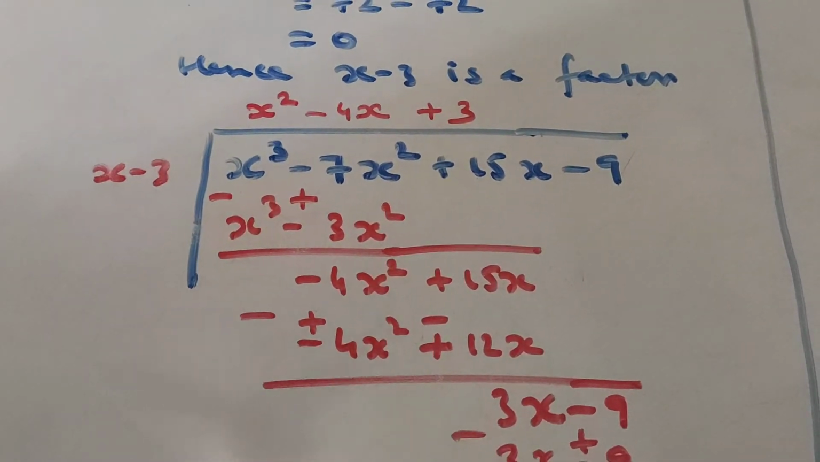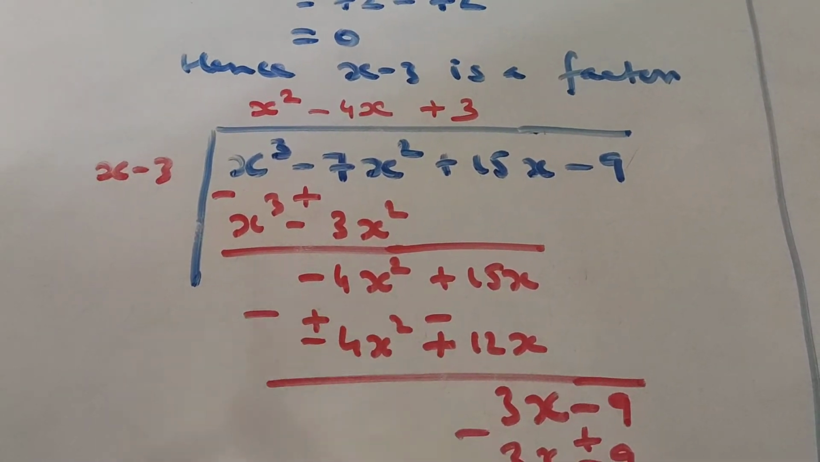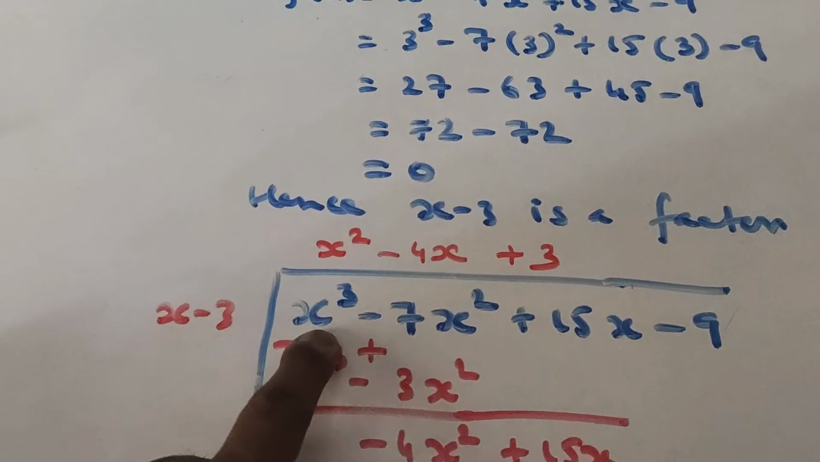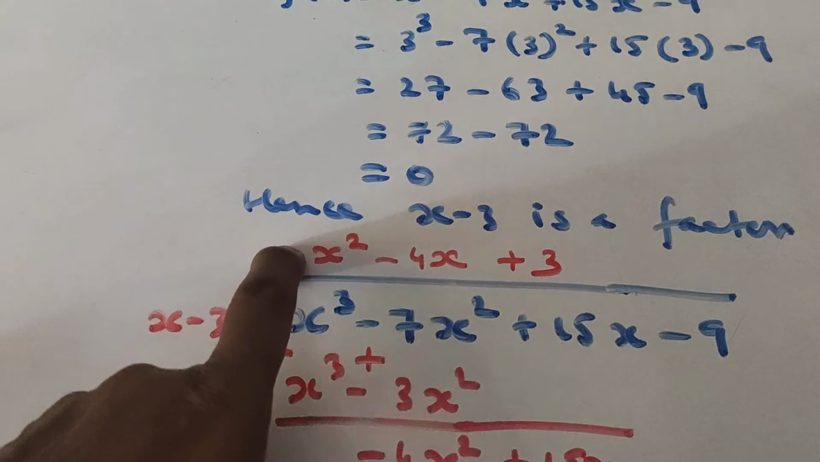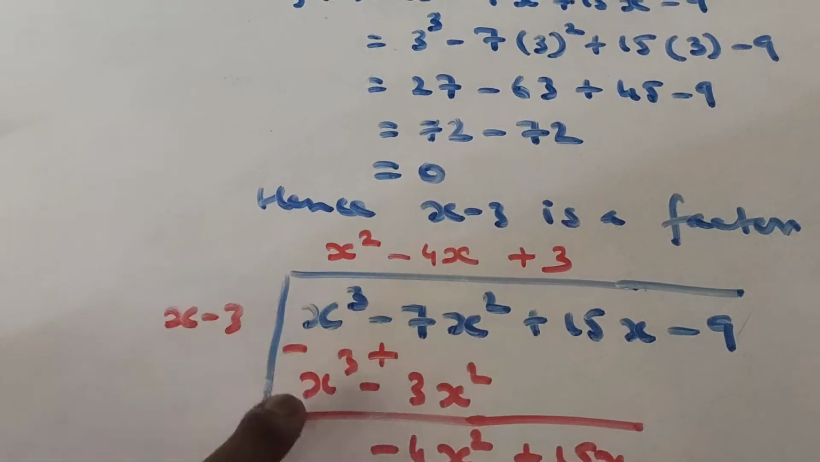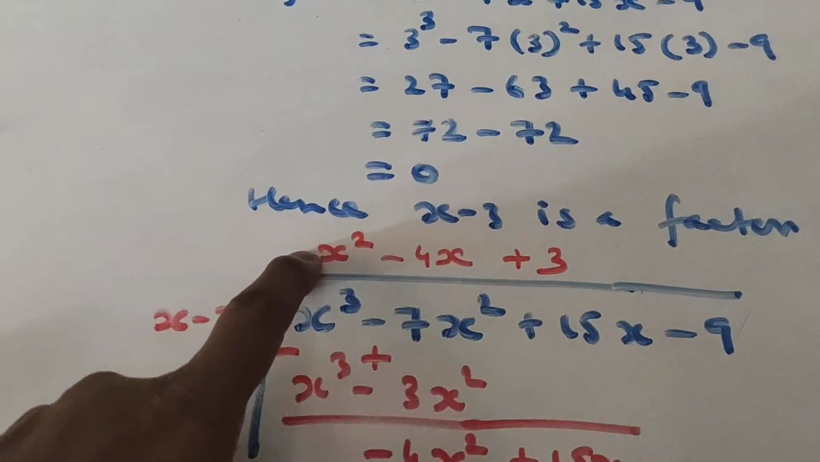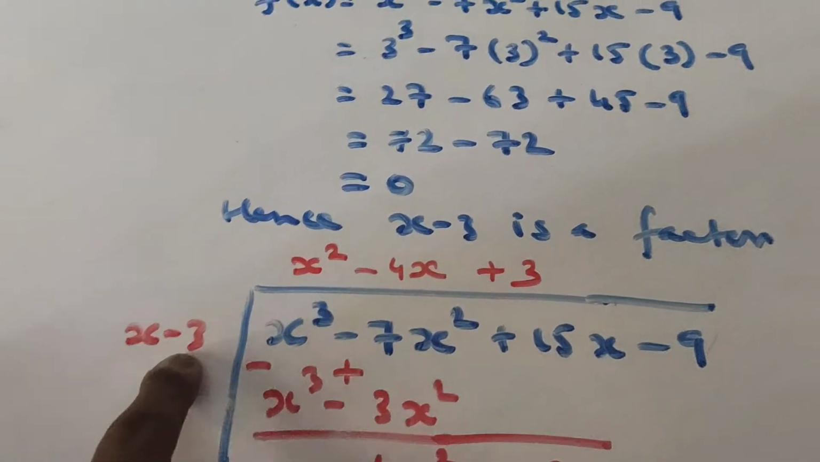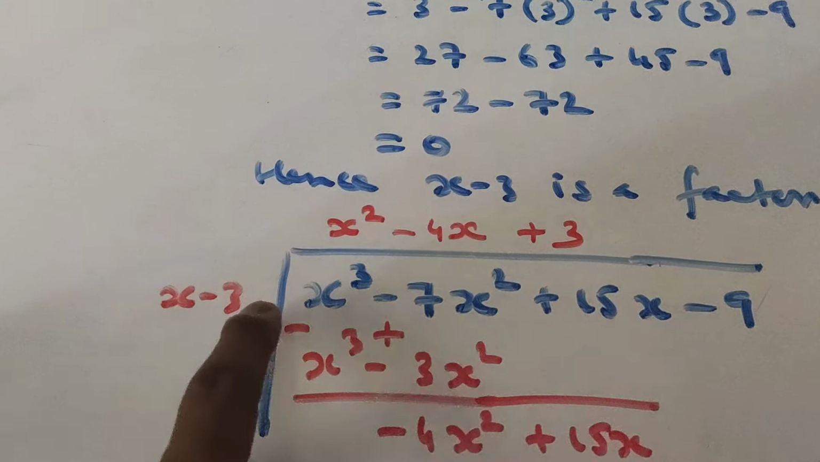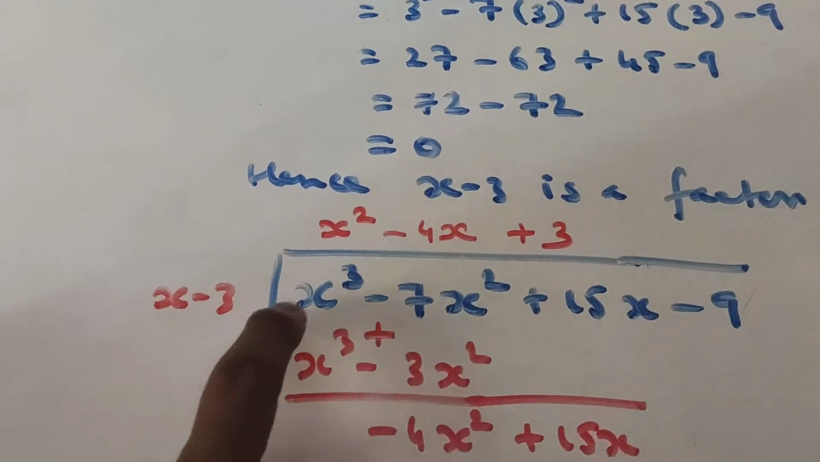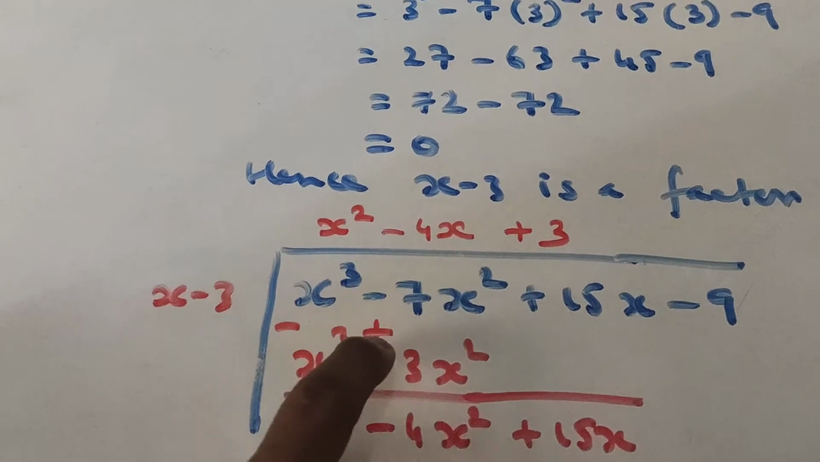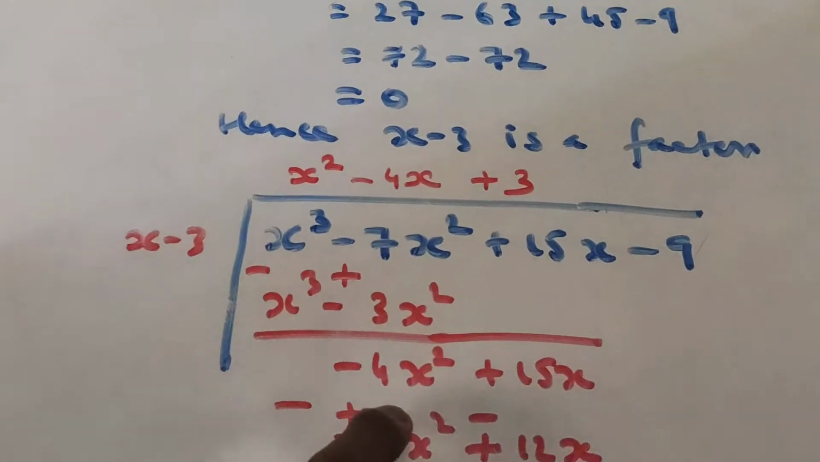So here we do x cube minus 7x square plus 15x minus 9 divided by x minus 3. Here we are having x, here we are having x cube. So what do we multiply? We multiply x square with this one. With this x we get x cube. So x square multiplied by x is x cube, x square multiplied by minus 3 is minus 3x square. In division we change the sign, so minus becomes plus. Minus 7 plus 3x square gives you minus 4x square.